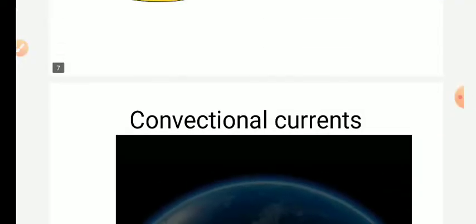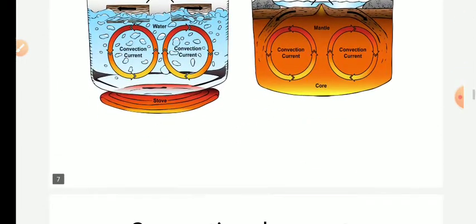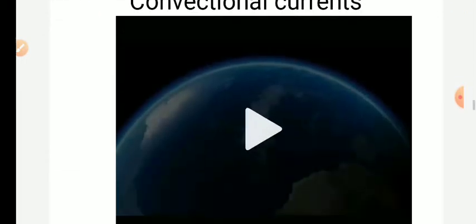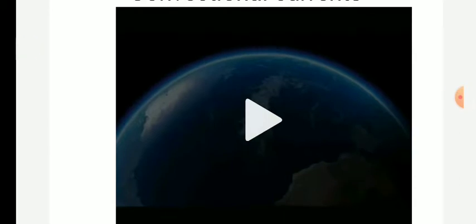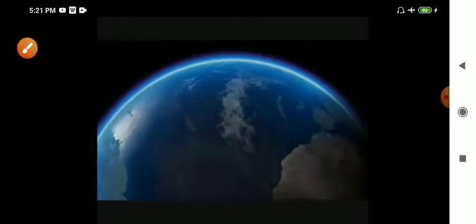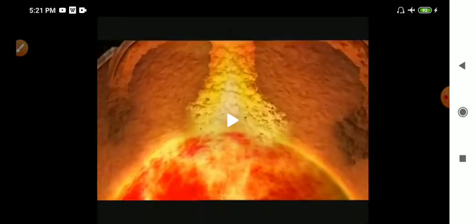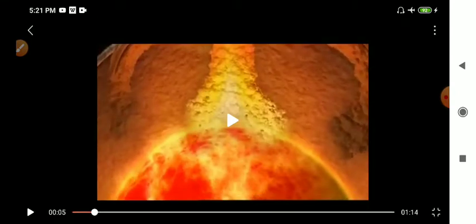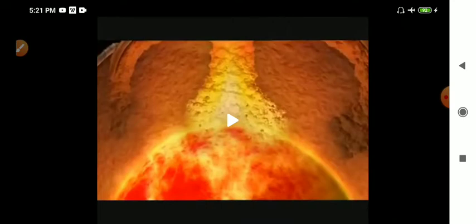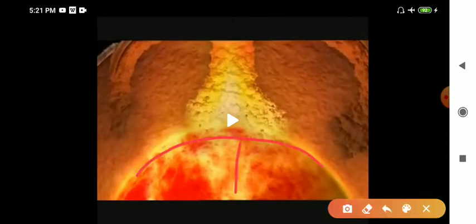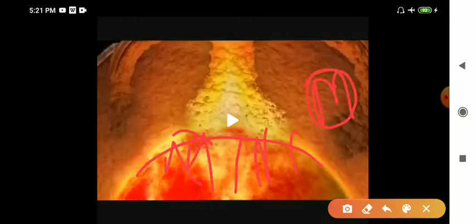Alright, I think with this video everything is clear to you, how convectional currents are formed inside the earth and how plates move inside the earth. We can see this video again and I will explain everything. So this is the earth, inside the earth. This is the outer core, the core area, and it is giving heat to the earth's interior. This is the mantle area, and in the mantle convectional currents generate.